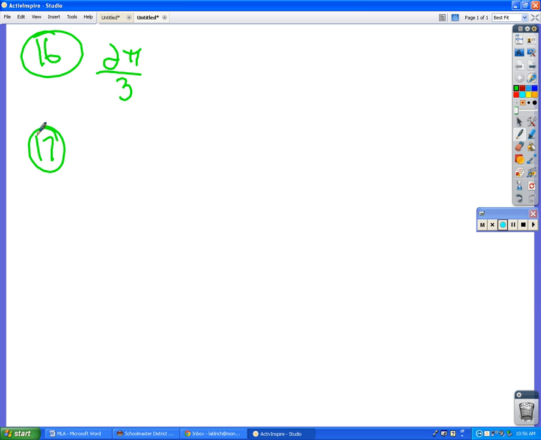And then for number 17, there's 1, 2, 3, 4 of them in the interval from 0 to 2 pi. So you would go 2 pi divided by 4, and then since you're all good math students, you would reduce that to pi over 2. Okay?